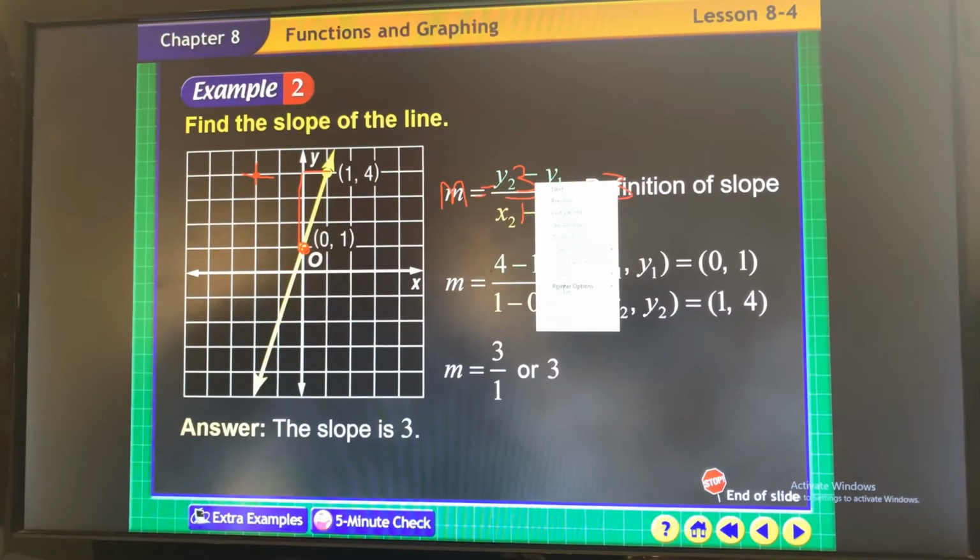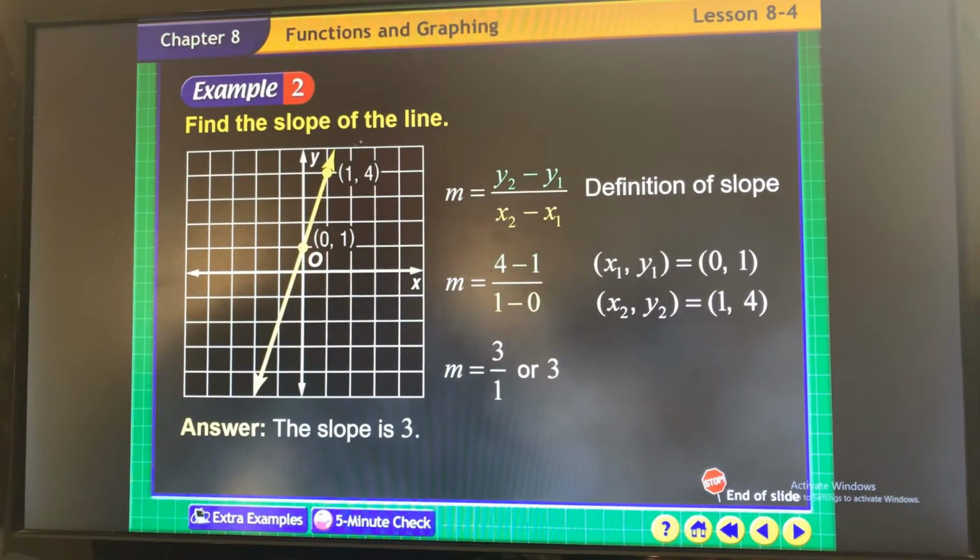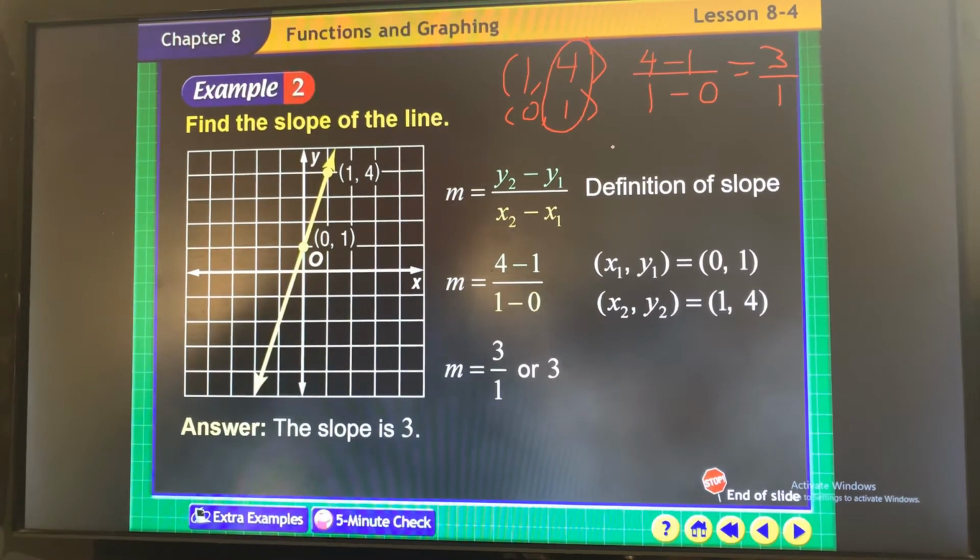Another way to do it is to take your points 1 and 4, this is how I would show you to do it, and stack it with 0 and 1. It's the change in y over the change in x, like that. 4 minus 1 is 3, 1 minus 0 is 1. So that's the formalized way if I give you 2 points. If I give you a graph, just go from point to point, rise, run. This is your rise 3 units to your run 1 unit.